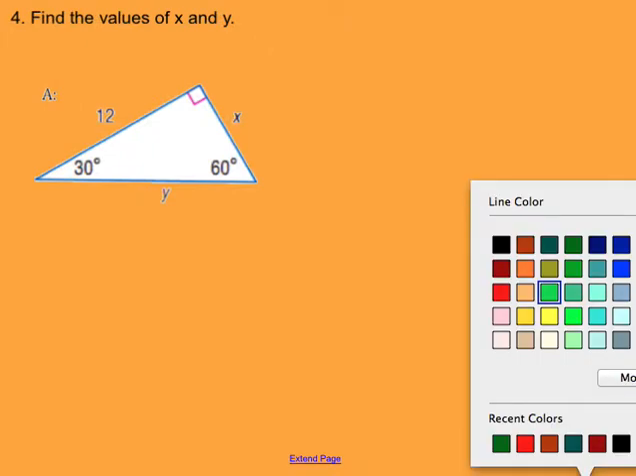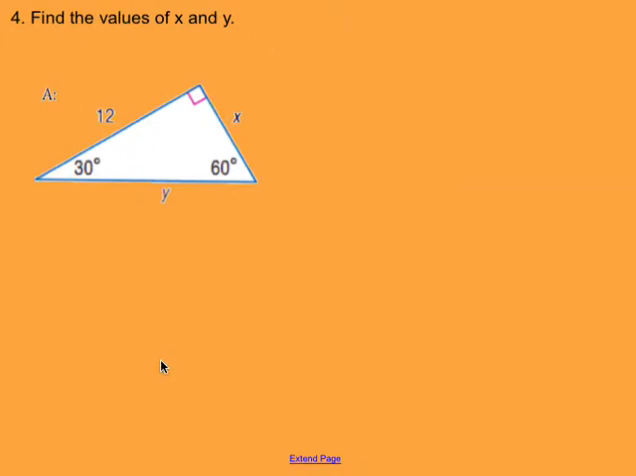So let's take a look at A. For A, we want to find X and Y. Well, let's just start with X. I have a 30, 60, 90 triangle. X is sitting across from the 30. I know my long leg because this is sitting across from the 60-degree angle, and I want to know my short leg. So given the long leg, to find the short leg, we divide by the square root of 3.